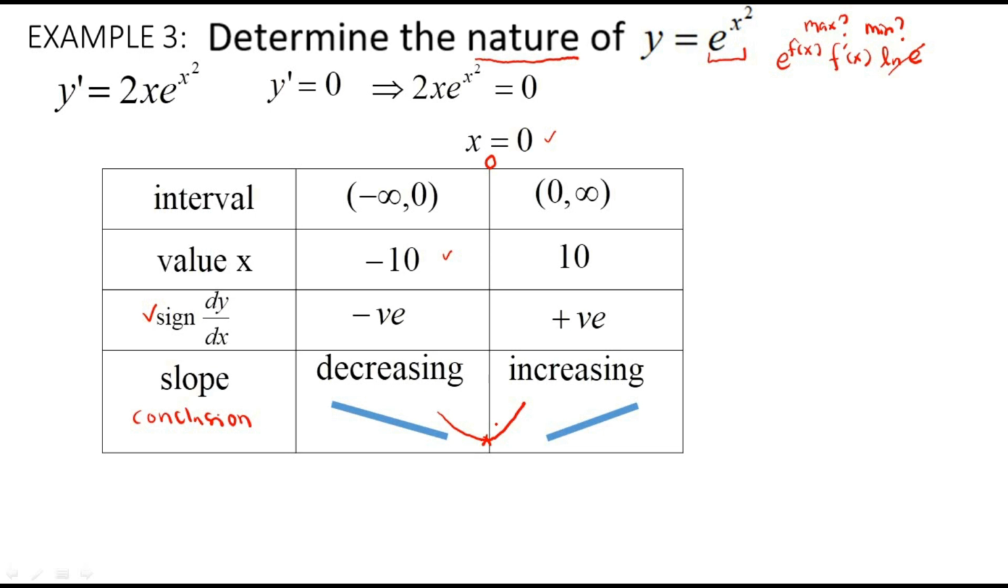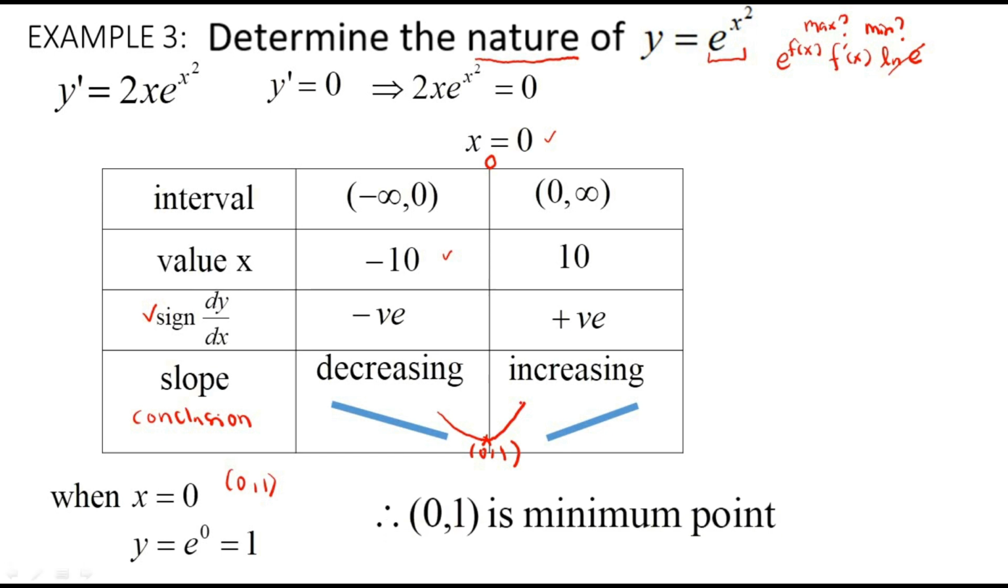Now moving on to the fourth step, we have to find the coordinate. In other words, we have to find the value of y. When our x equal to 0, we just substitute this into the y equation, so we will get the value of 1. Here the coordinate would be (0, 1). Coordinate (0, 1) based on this slope, we put it in the middle. From here we know that this is basically a minimum point. So finally, our final step, the conclusion: we can state that (0, 1) is a minimum point.